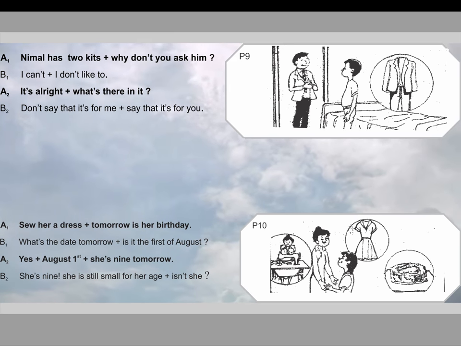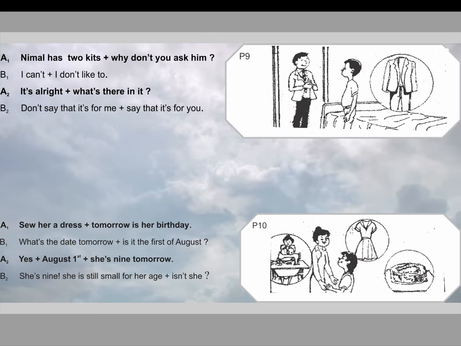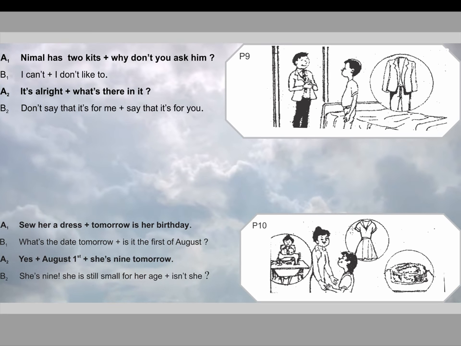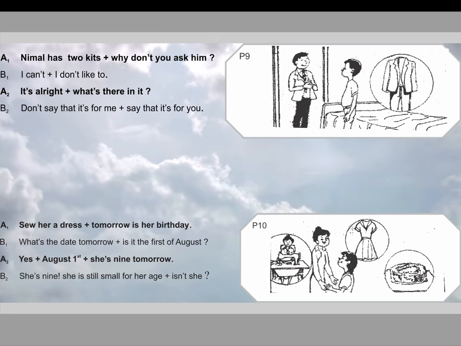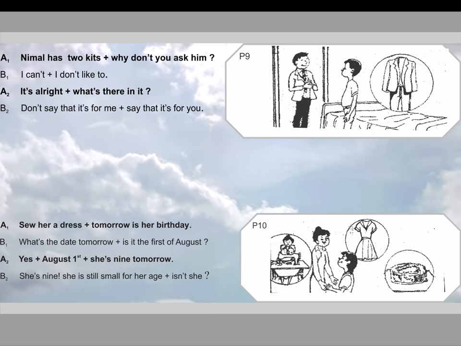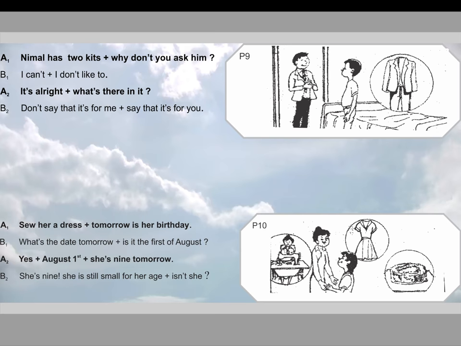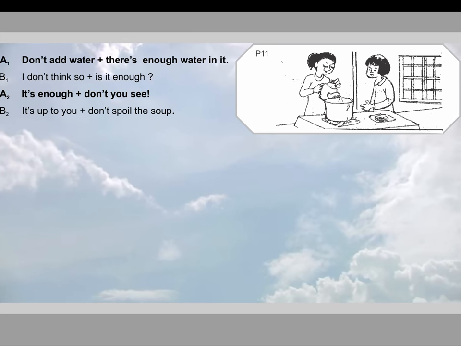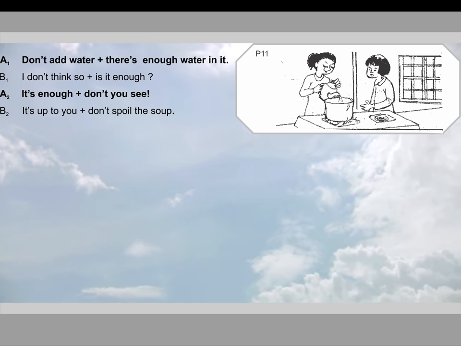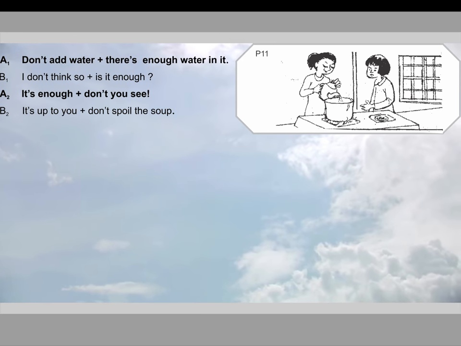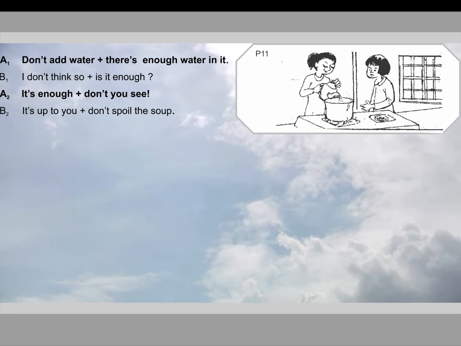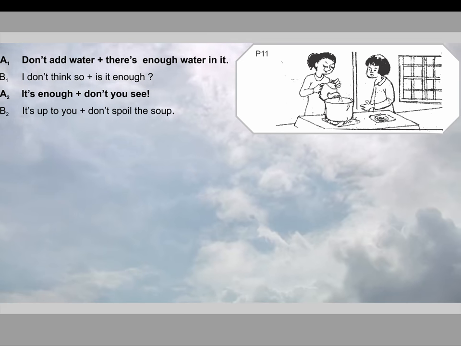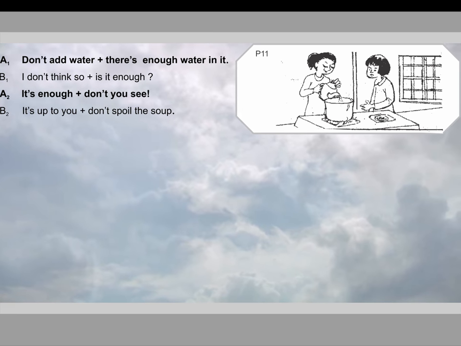What's the date tomorrow? Is it the 1st of August? She is 9. She is still small for her age, isn't she? Dialogue number 11. I don't think so. Is it enough? It's up to you. Don't spoil the soup.